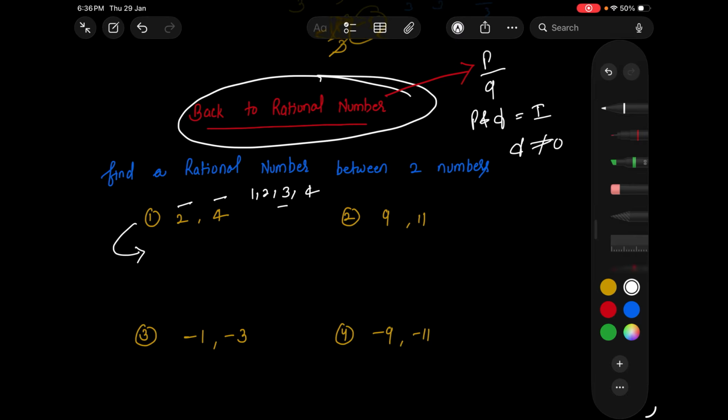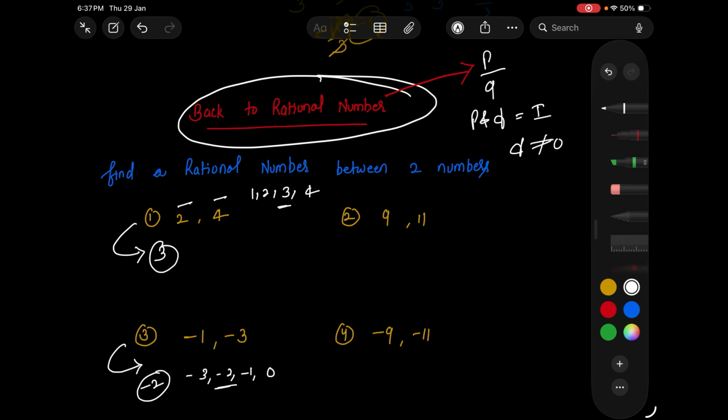1, 2, 3, and 4. So this must be 3. Now again, we have to find one rational number between minus 1 and minus 3. 0, minus 1, minus 2, minus 3. So what is between minus 1 and minus 3? Minus 2. So its answer will be minus 2.